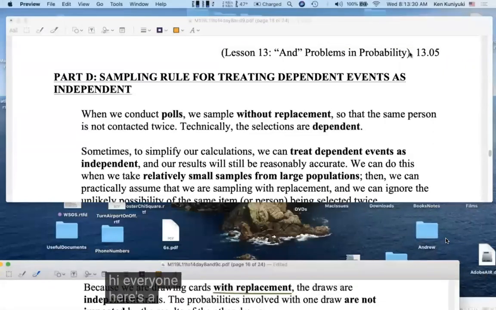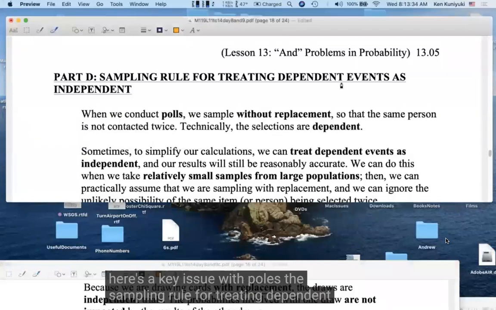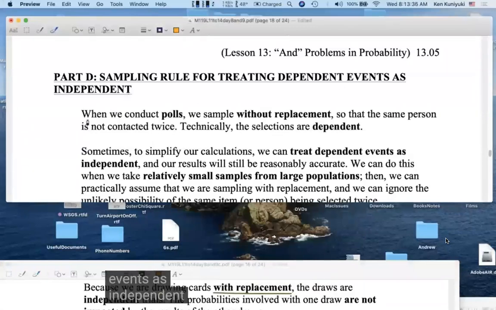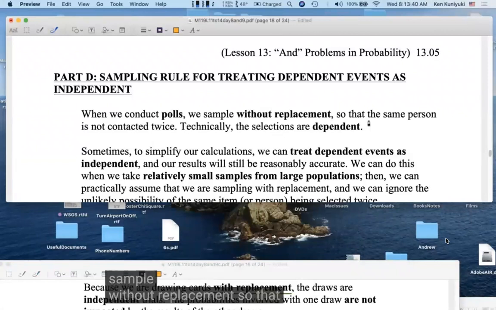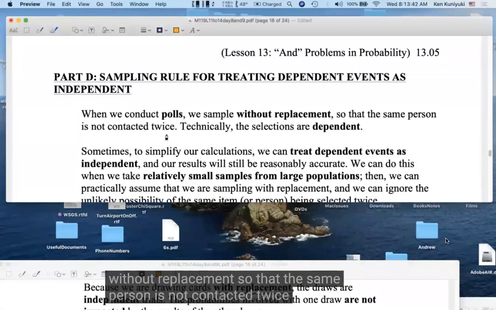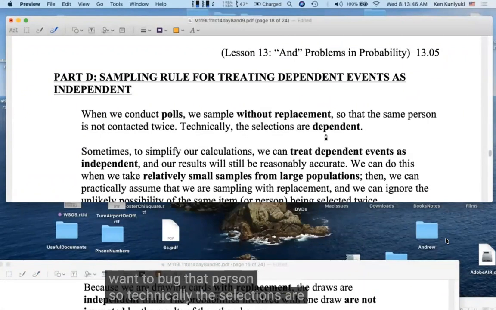Hi, everyone. Here's a key issue with polls: the sampling rule for treating dependent events as independent. When we conduct polls, we sample without replacement so that the same person is not contacted twice. We don't want to bug that person. So technically, the selections are dependent.